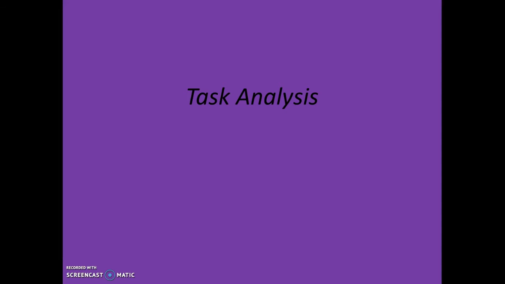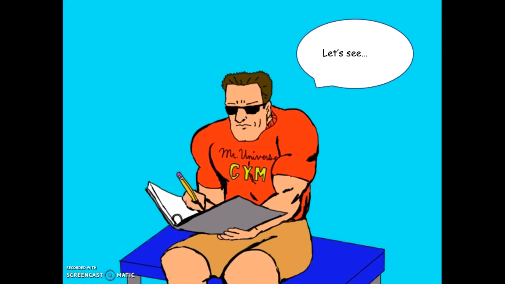The next step is task analysis. This is where we determine what knowledge to include in the instruction so that the learner can achieve the objectives. Let's see. The learner will need to know the layout of the weight room. He will need to know the different types of weights and machines, as well as basic safety procedures.